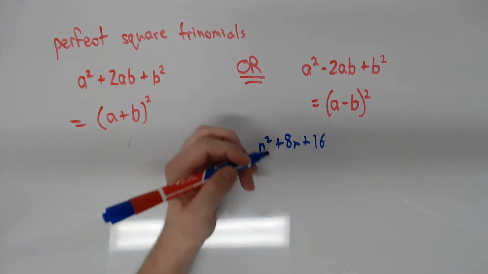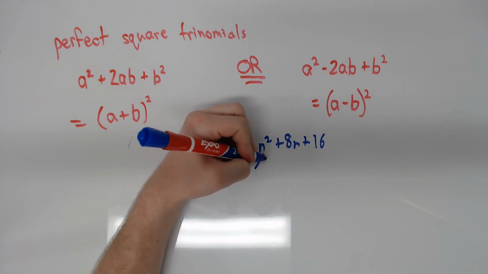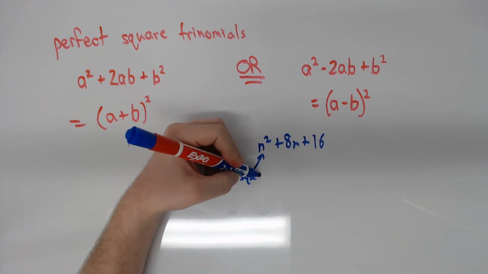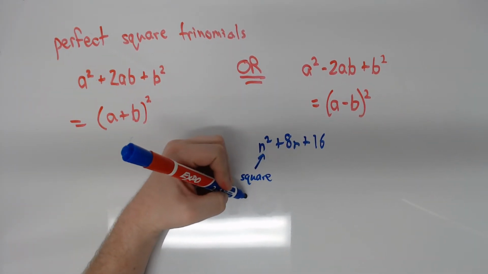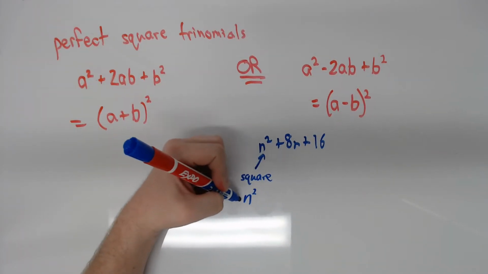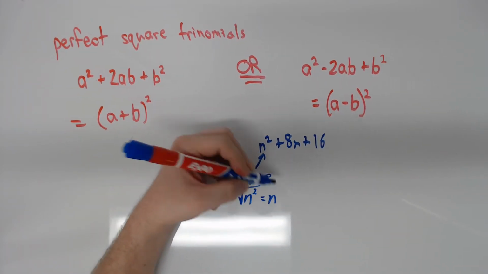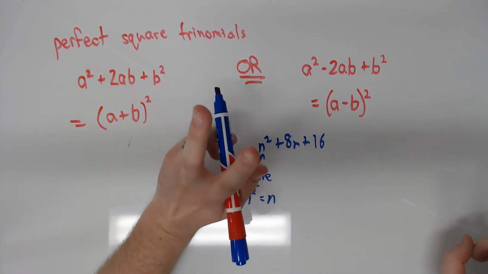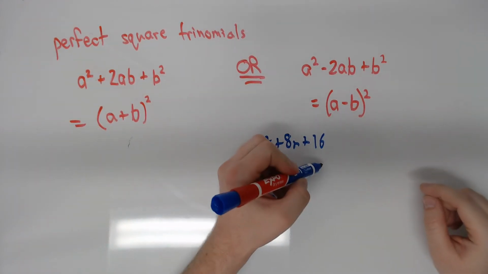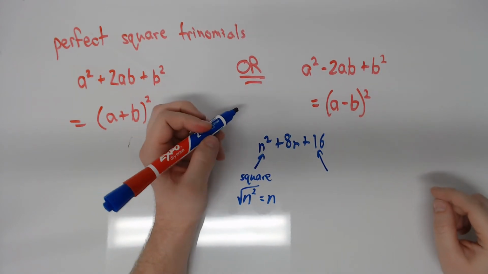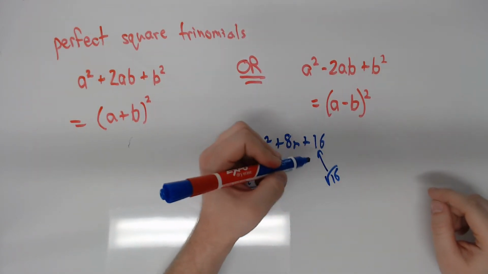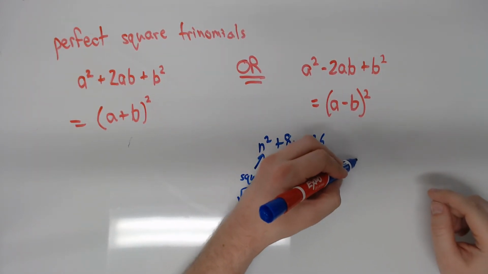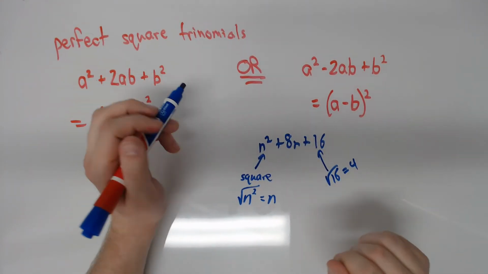All right, n squared is a perfect square. So that means the square root of n squared is n, which would be my a value. This is supposed to be b squared. 16 is a perfect square, so 4 is my b value.